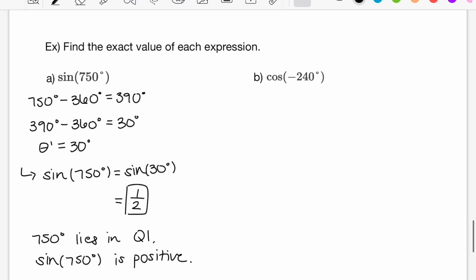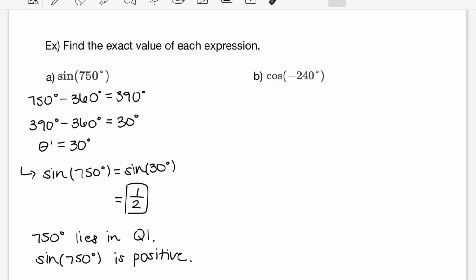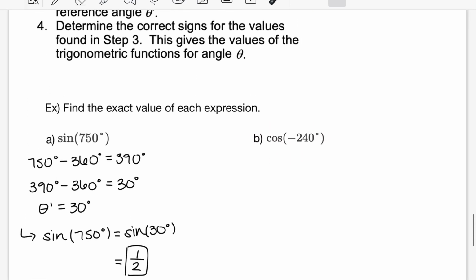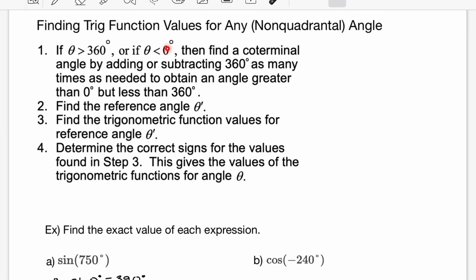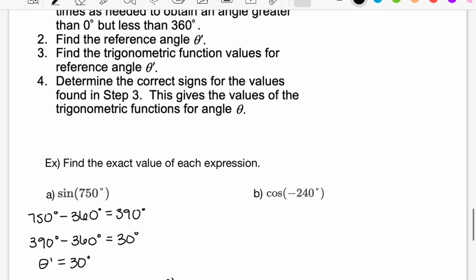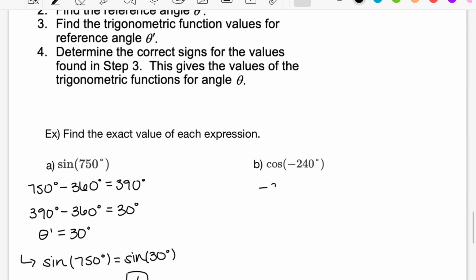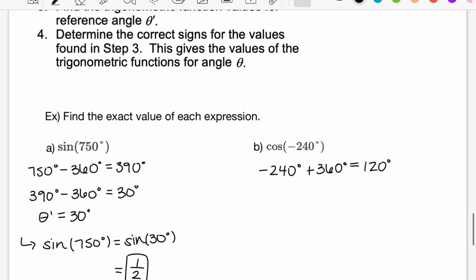All right. Now for part B here, again, we have that our angle is less than 0 degrees. So we're going to have to add a full rotation to that. So we're going to add 360 degrees to see if we get an angle between 0 and 360 degrees. Doing so, we'll get 120 degrees. So that'll be our coterminal angle for negative 240.